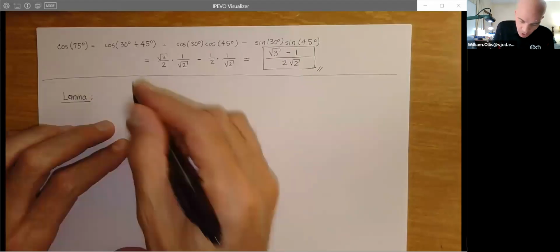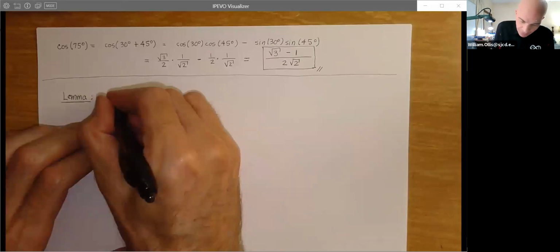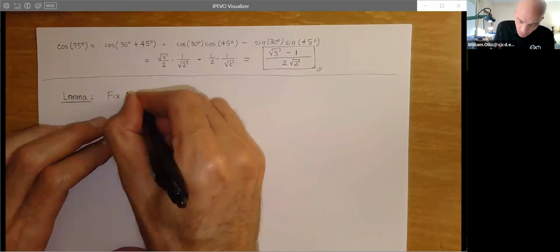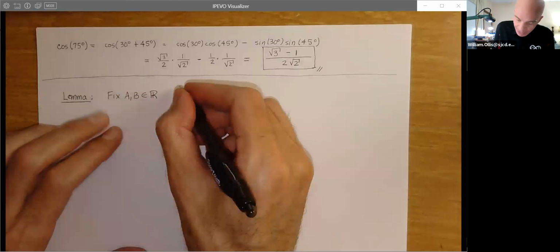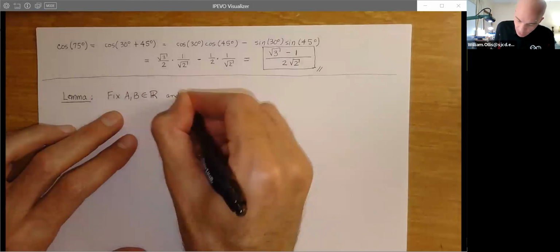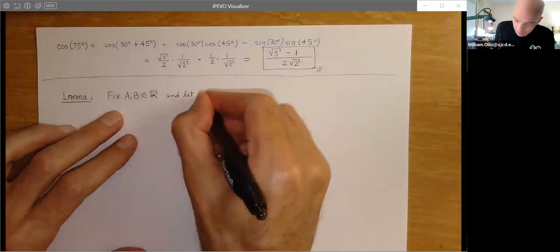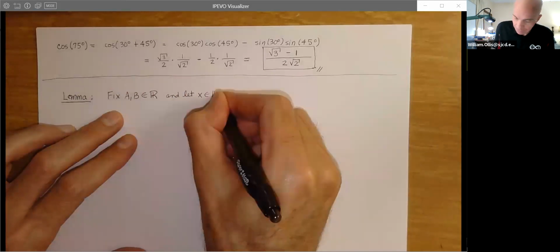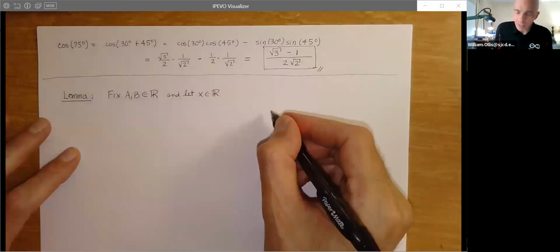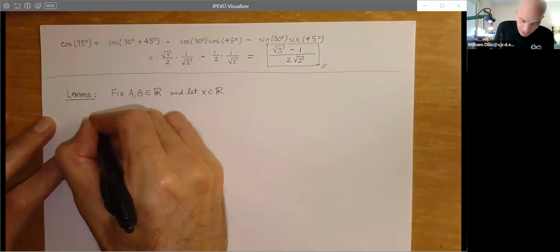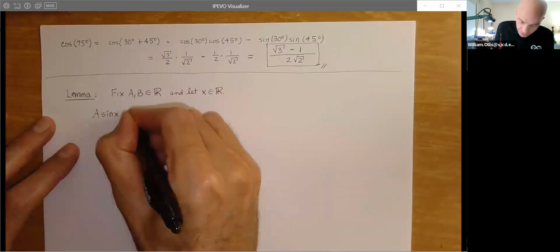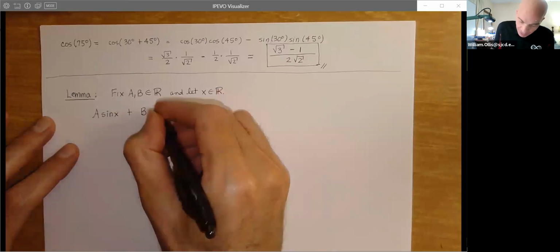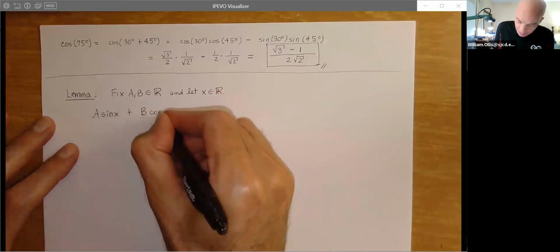So what we want to do is fix a and b in the real numbers. And I'll just let x be real. This can be variable. So here's what the lemma looks like. We have a times sine x plus b times cosine x.